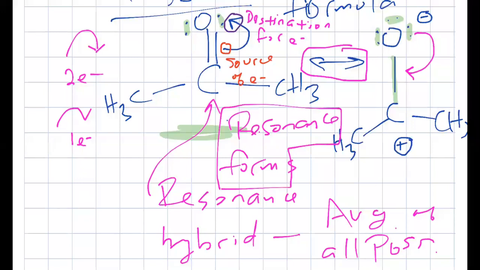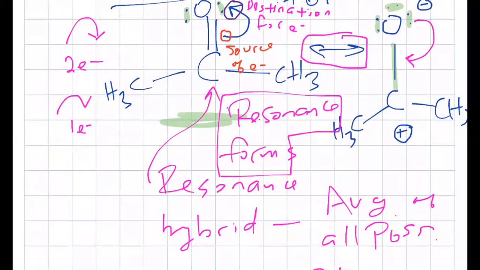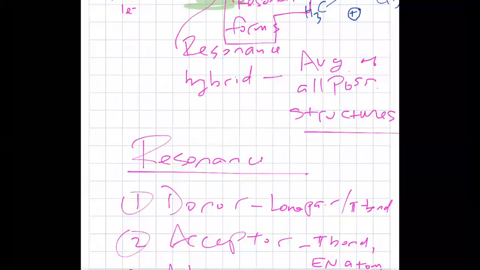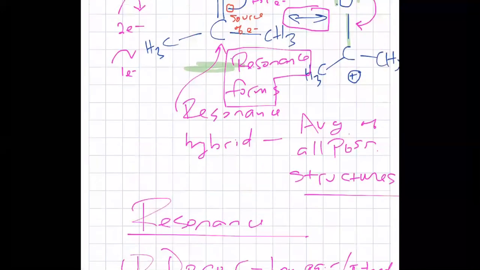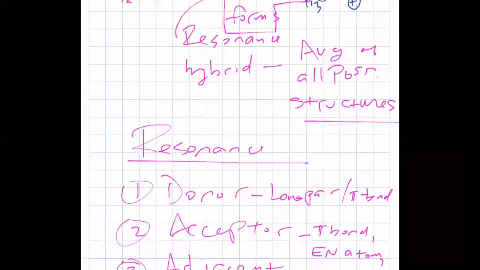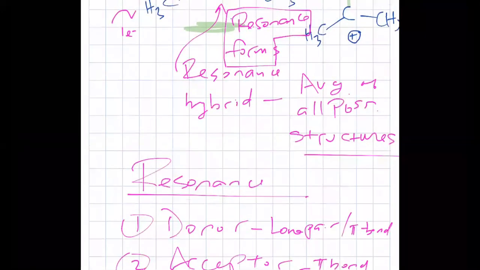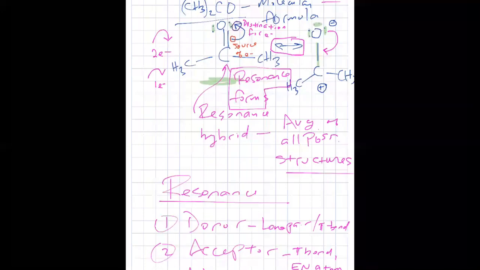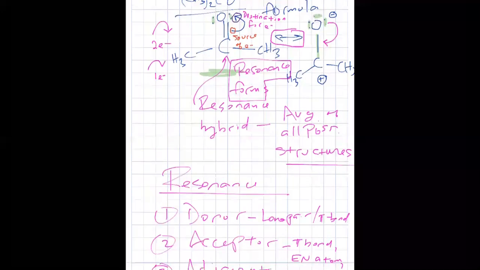So again, in order to do that, you have to have a certain set of criteria. You have to have a donor and acceptor adjacent to one another. Your donors can be lone pairs or pi bonds; acceptors can be pi bonds, electronegative atoms or cations, and they have to be next door to one another. The best way to do resonance is just to do it. But I need to talk about one other thing, and then we're going to do some examples.